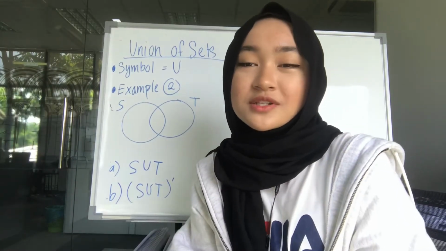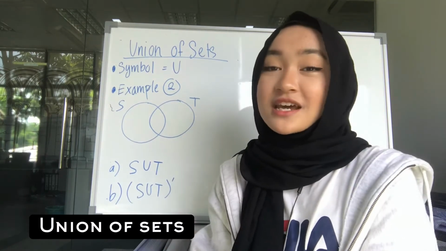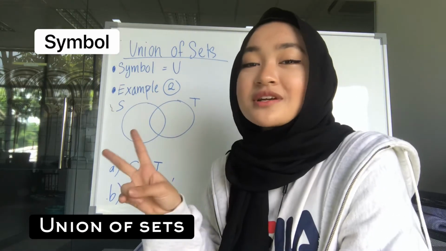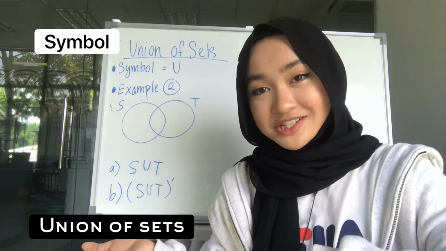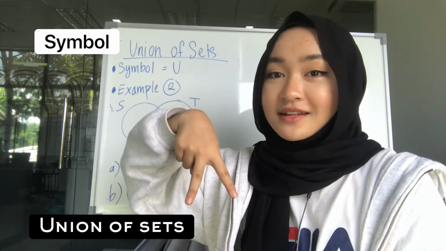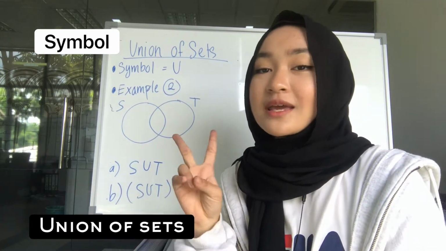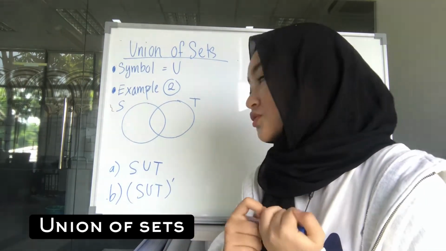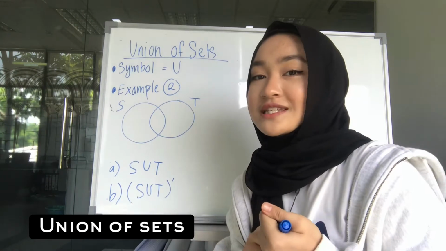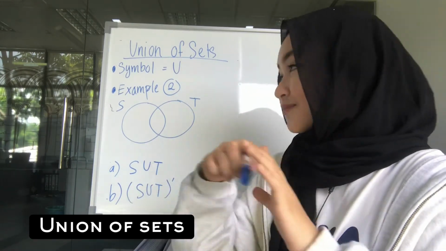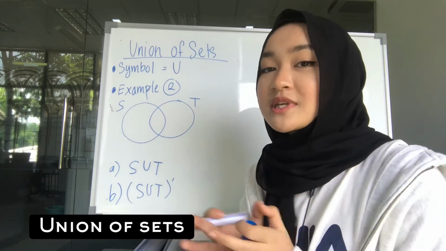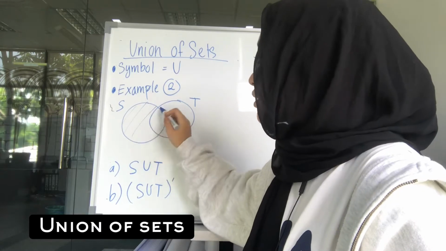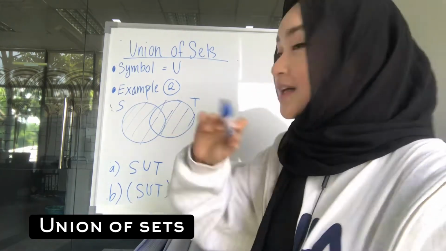Okay, next we're going to talk about union of sets. In union of sets, the symbol used looks like ∪. So it is easier for us to remember: intersection of sets looks like ∩, and union of sets looks like ∪. For example, the first question asks us to draw the union of sets S and T. Remember, union means combination of both parts as a whole. So we need to color both parts like that.